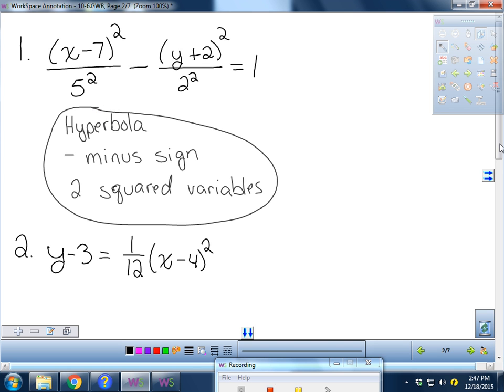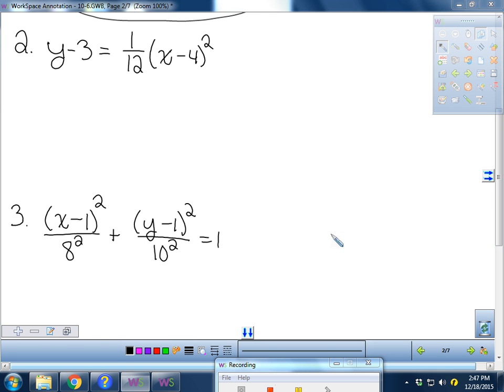What justification? Alright, so if you look at number 2 here, I notice that y is not squared, but x is squared. And since we only have one thing being squared, that makes this a parabola. And my justification is that only x is squared.